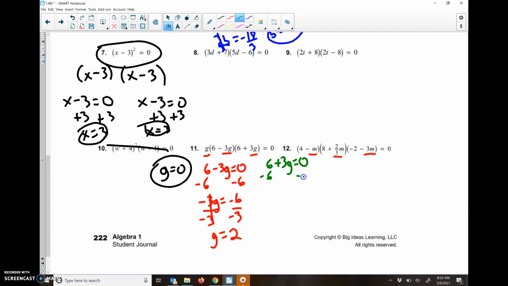And then subtract 6 in the last one. So I get 3g equals negative 6. Divide by 3, divide by 3. So g equals negative 2. So g equals 0, g equals positive 2, and g equals negative 2 are all answers.